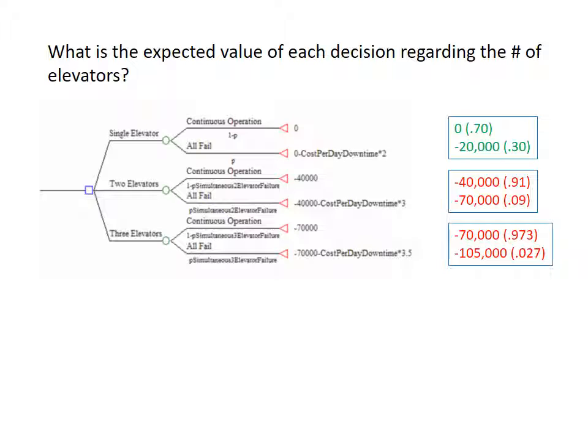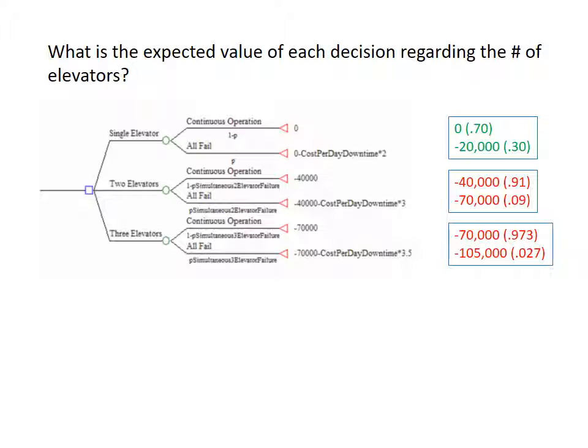So for 3 elevators, the best case scenario is that we pay $70,000 to add two more elevators to get 3, and that they operate continuously. And there's a really high chance of at least one elevator being online all the time, because now we have 3. So it's minus 70,000 times 97.3% plus negative 105,000 times 2.7% chance. And so we get negative 105,000 by taking minus 70,000 minus the cost per day of downtime, so 10,000 times 3.5.